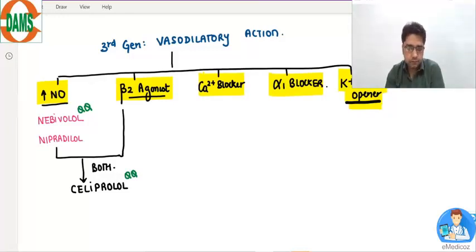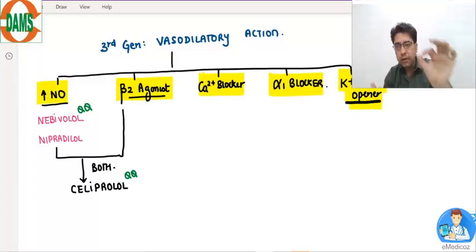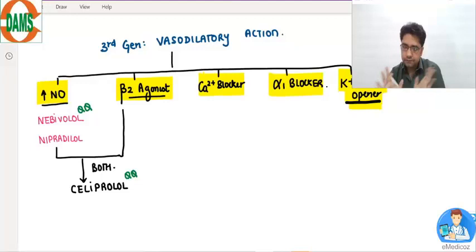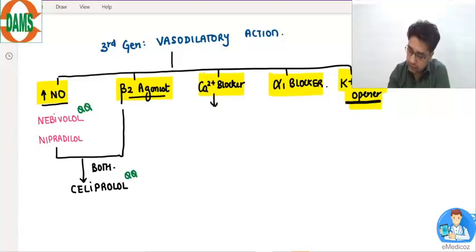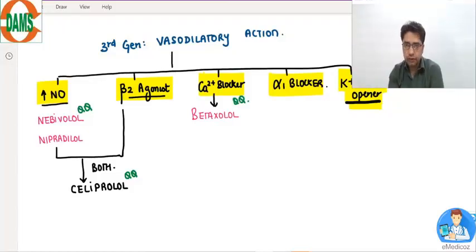Celiprolol. Done. Calcium channel blocker. See, the list is very big, you cannot remember the full list. The names you have to remember, I'm just writing them. Now, next point, calcium blocker. You will write one very important drug, and that drug you will never forget is betaxolol. Don't forget this point.